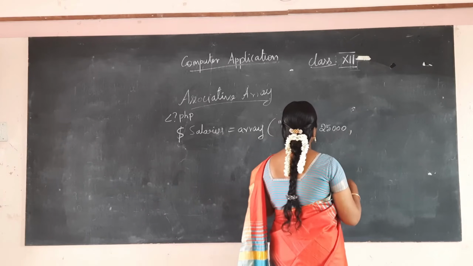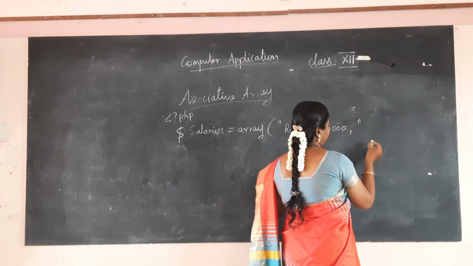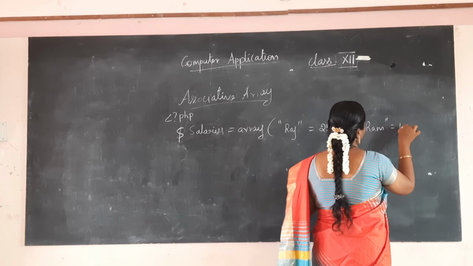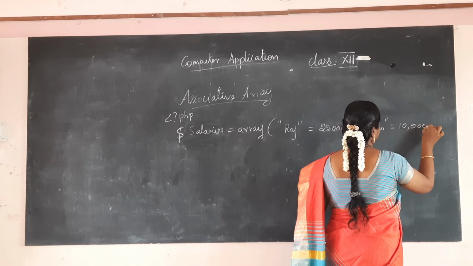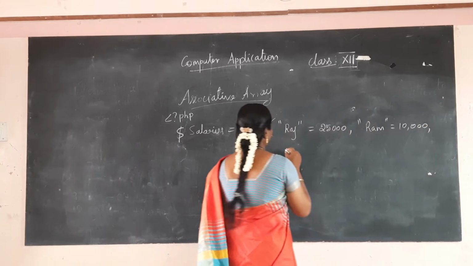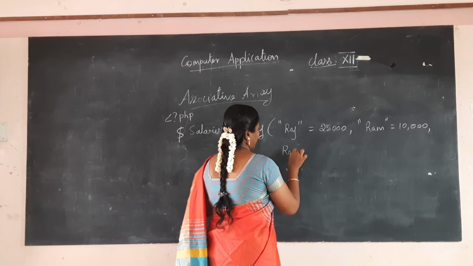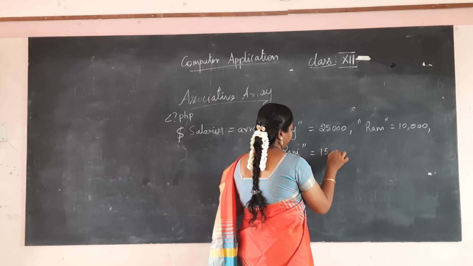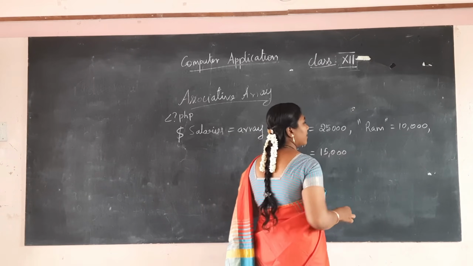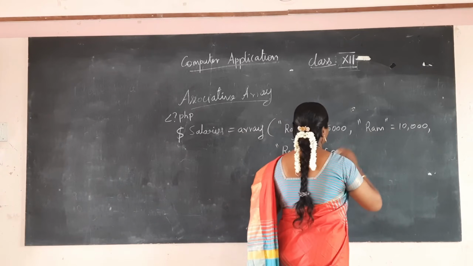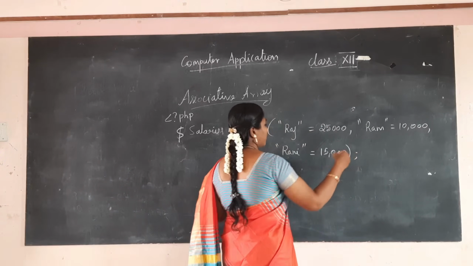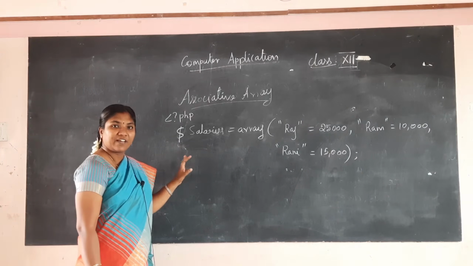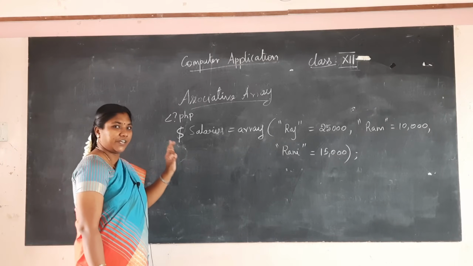25,000. Comma, and next I give another person's name, Ram, which is equal to 10,000, and then comma, Rani, which is equal to 15,000. Like this I give the values and then close. So what type of array is this? This is an associative array.